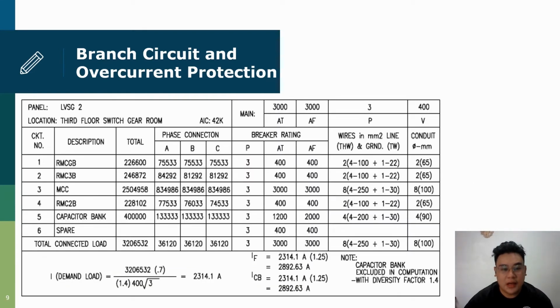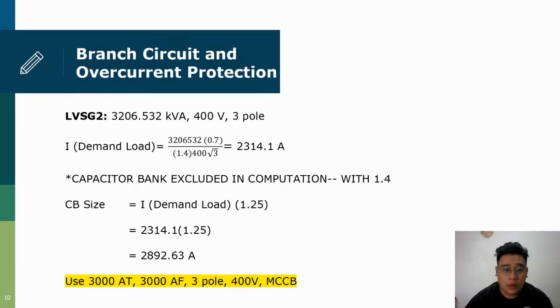Now, next is the LVSG2. Like before, we start with the total connected load, with 400 volts again and the diversity factor of 1.4 again. From our computation, we have 3,206.532 kVA, 400 volts, and 3 poles.